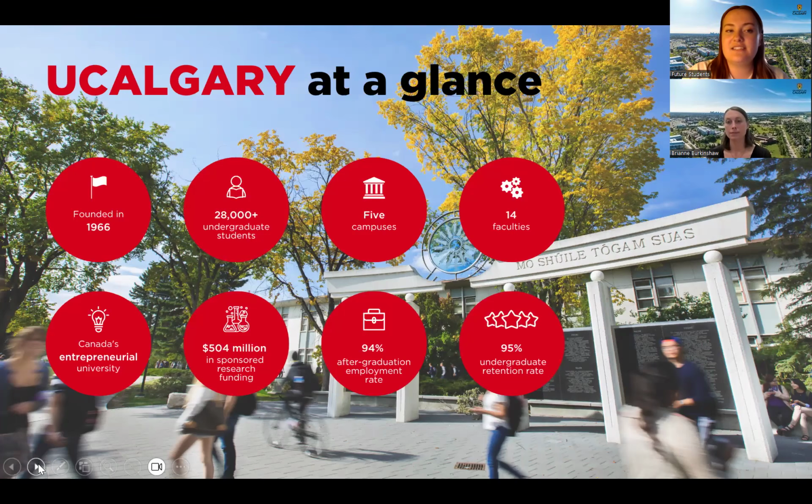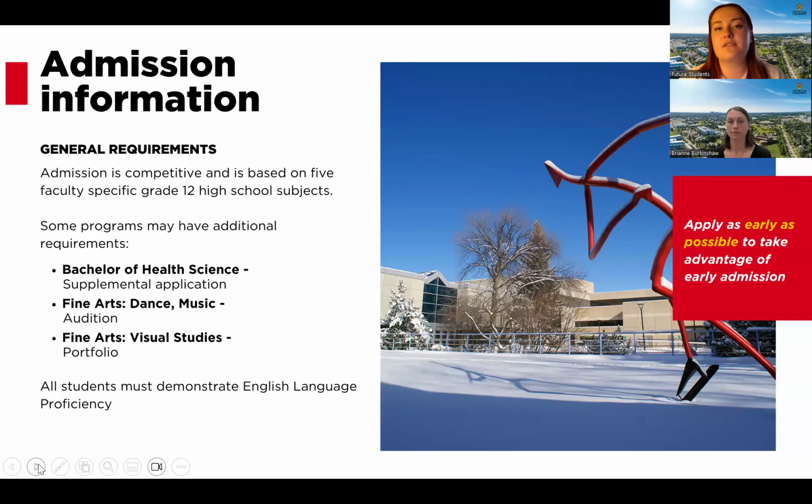So you can see here, this is just a little bit about our admissions information. The general information that we're looking for is 5 faculty-specific classes, and the admission is competitive, which means we're going to be looking at your averages from those classes competitively. Those ones are all going to be grade 12 high school subjects.